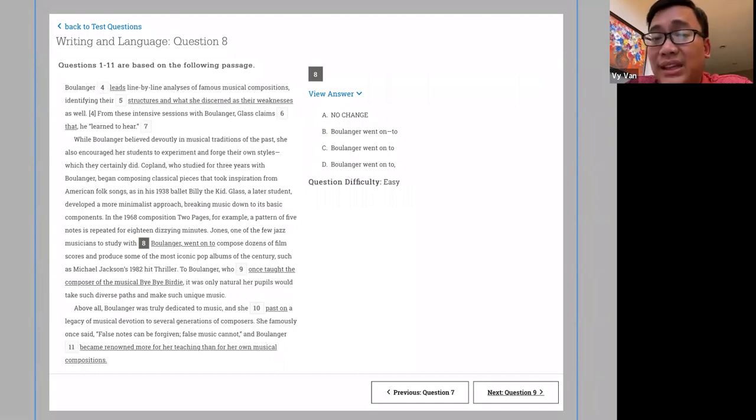Number 8. Number 8 is again punctuation. Okay, so let's see. Normally to do this, I read about 1 or 2 sentences before just to grasp what they are talking about. So in the 1968 composition 2 Pages, for example, a pattern of 5 notes is repeated for 18 dizzying minutes. Jones, one of the few jazz musicians to study with Boulanger, went on to compose dozens of film scores and produce some of the most iconic pop albums.